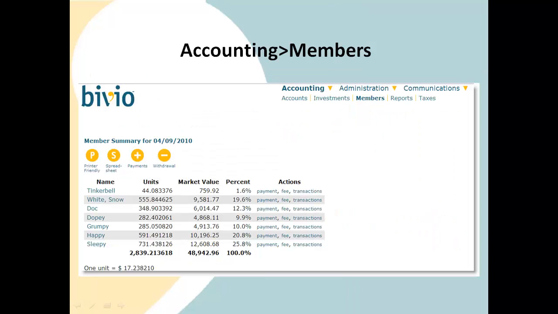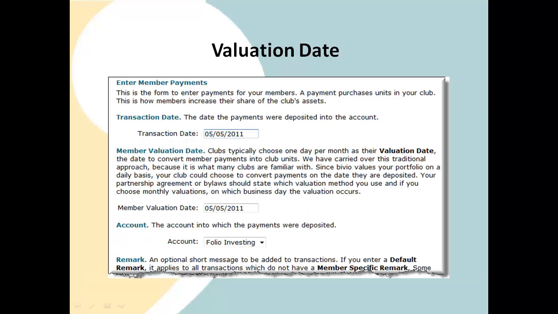To properly do your accounting for units, member contributions and withdrawals are recorded a little differently than any other type of deposit or expense. The information needed to make entries is input on special payments and withdrawals forms, which are accessed using these buttons on the member screen. After the forms are filled in, Bivio does the accounting to add or subtract the appropriate number of units to each member's account. Because you are purchasing or selling shares, one of the pieces of information you will provide on both the member payment and withdrawal form is a valuation date.